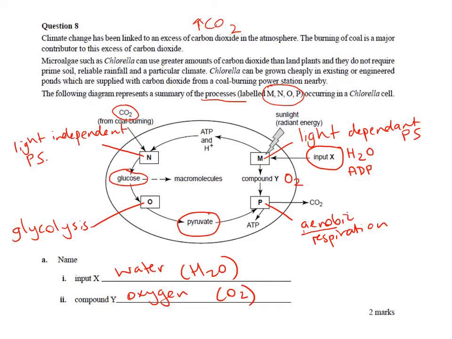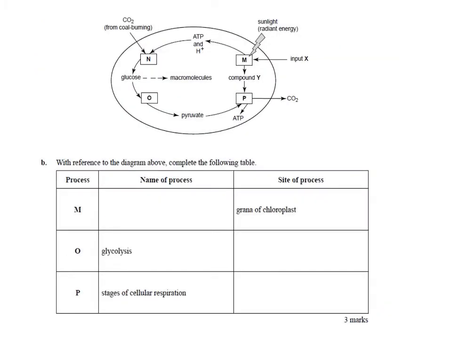Okay, this question continues on. I have put the picture back there for us to look at. Now, with reference to the diagram above, complete the following table. Now, we had already annotated this. So, process M was the light-dependent stage of photosynthesis.